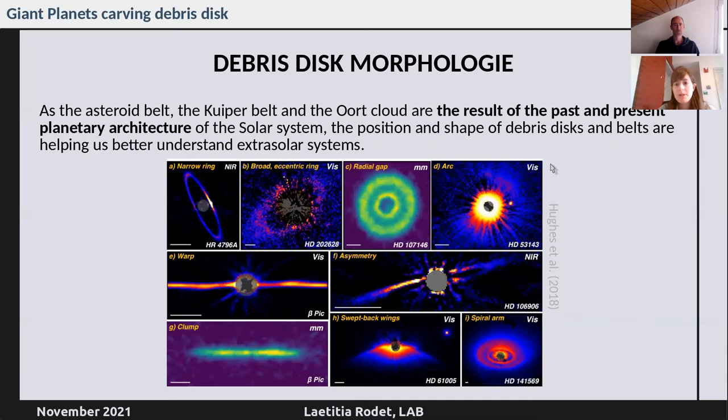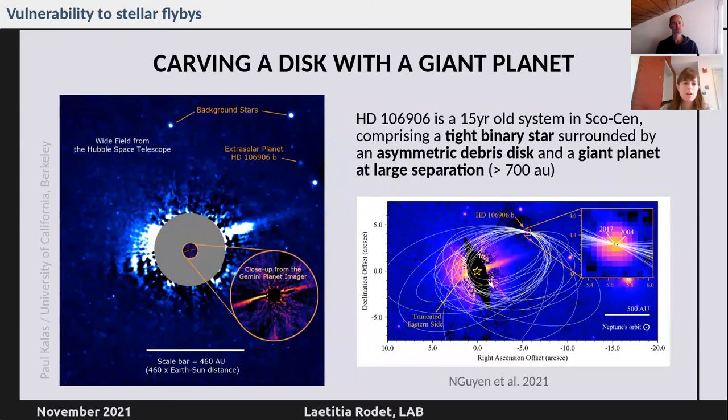that harbors the star. It's a bit similar to how in our solar system, the asteroid belt and the Kuiper belt give us an idea of the architecture of our solar system. So I'd like to show you an example of one of the rare systems where we have found both a giant planet and a debris disk. This picture can be a bit complicated to look at first sight, but I will introduce you to the system, which is very interesting. So I encourage you to hold on. It's HD 106906.